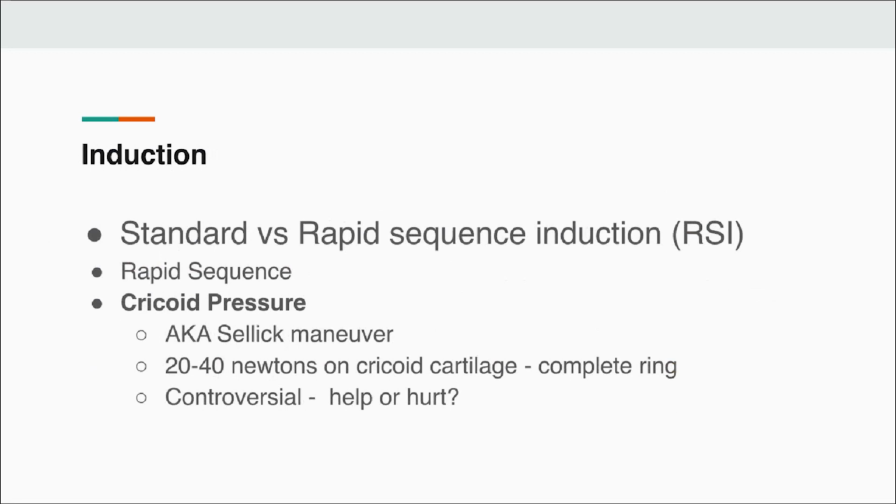So when we ask for cricoid pressure, if it is obstructing our view, we may ask to take it off so that we can get a better view of the cords and go ahead and secure that airway and prevent aspiration.